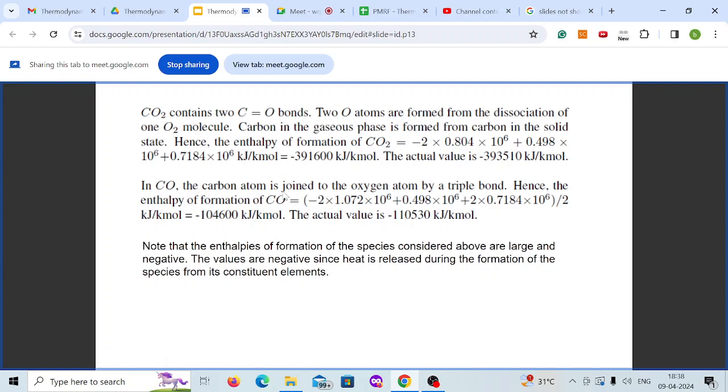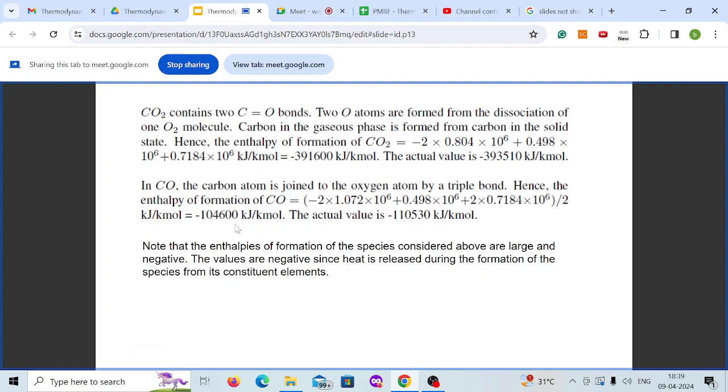So carbon monoxide, the carbon atom is joined to the oxygen atom by a triple bond. Hence the enthalpy of formation for CO is minus, you can take 2 carbon atoms and 2 oxygen atoms and divide by 2. So the formation of CO, C triple bond O bond: minus 2 into 1.07472 into 10 power 6, plus the oxygen bond breaking value 0.498 into 10 power 6, plus 2 into 0.7184 into 10 power 6, divided by 2.